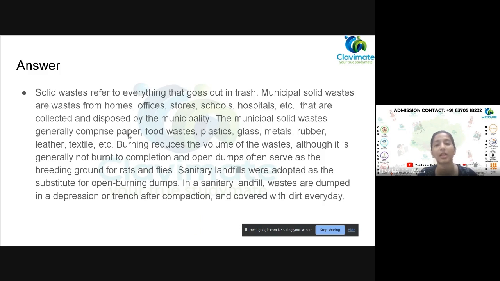There are many types of solid waste. There's municipal solid waste, which is written here, comprising waste from homes, offices, stores, and schools. It comprises food waste, plastic, glass, and all those things.